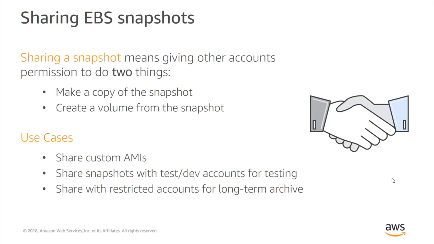In addition to copying snapshots, you can also share snapshots with other accounts. When you share a snapshot with other accounts, you are giving those accounts permission to both make a copy of the snapshot and, if the snapshot is encrypted, create a volume directly from the snapshot. Our customers use sharing for a variety of reasons, including to make AMIs available to others, to use production snapshots in test and dev accounts like we mentioned earlier, and to copy snapshots to restricted accounts for long-term archiving.